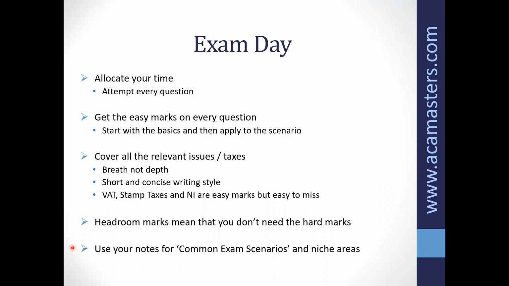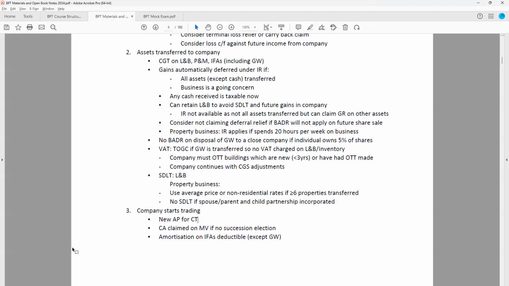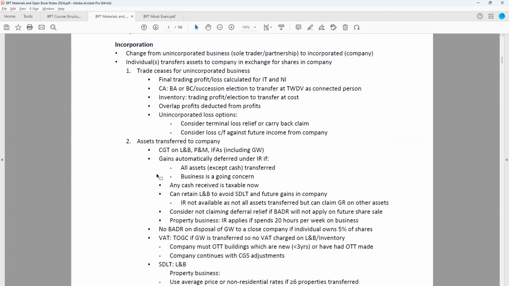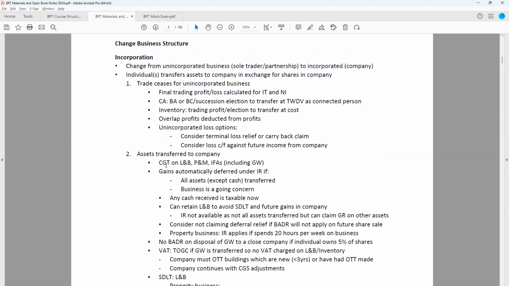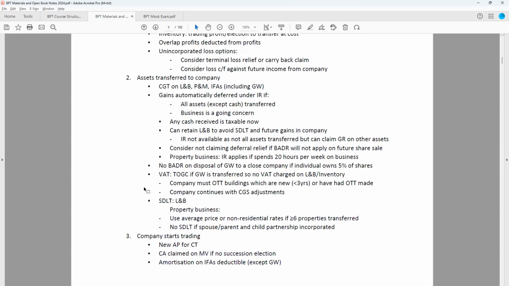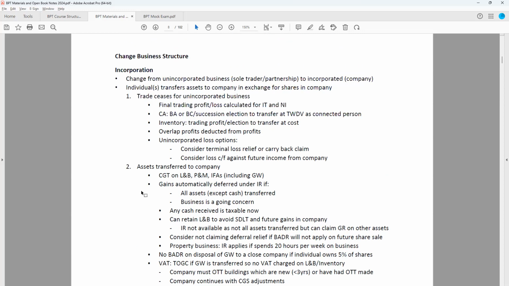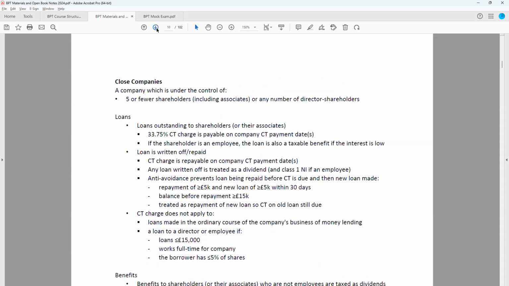So of course, the fact it's an open book exam is great, because you've got something to fall back on if you need to look up a niche technical area like company repurchase of shares, for example, or when you've got common exam scenarios like incorporation and you've got a list of points to consider including. Certainly not to copy out. It's so crucial that you apply it to the specific scenario, but it's a reminder of the technical points to consider including in your answer.